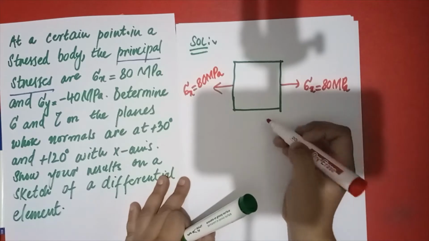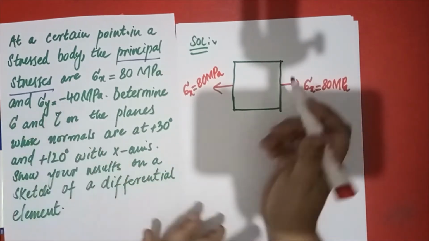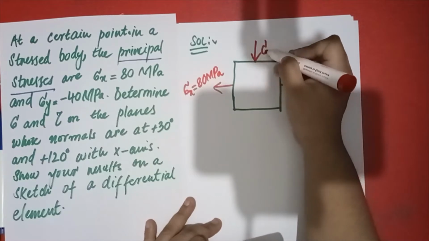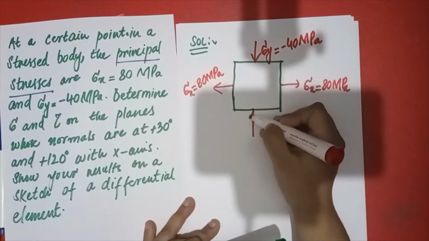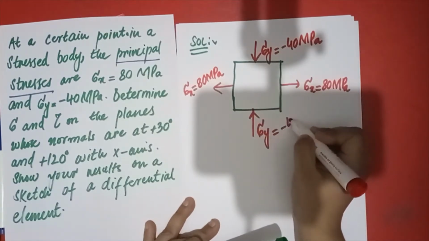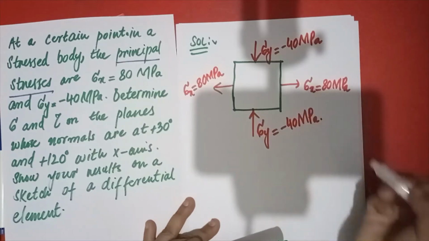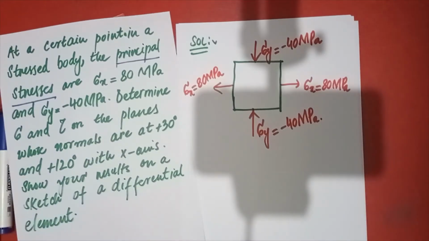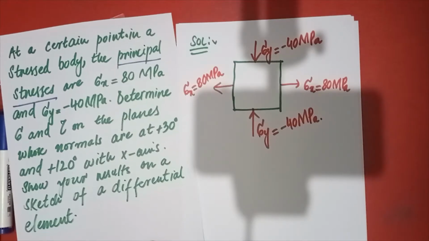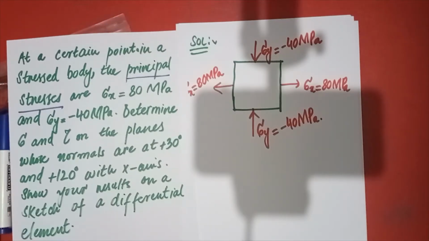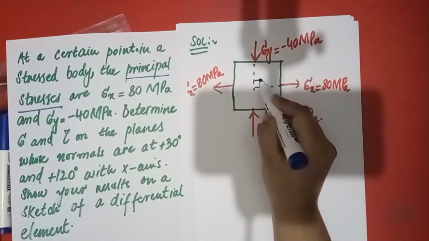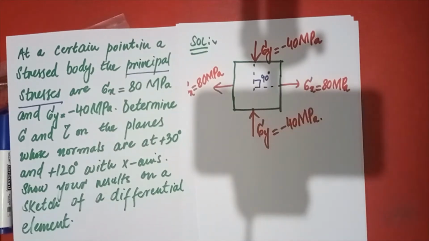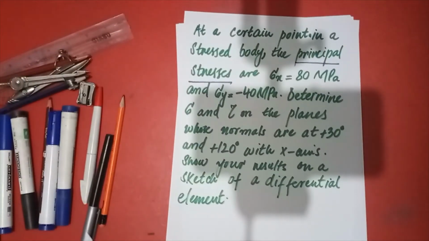And what about sigma y? Sigma y is the negative one, so it should be inward. So sigma y is minus 40 MPa, and this should also be sigma y, minus 40 MPa. So this is all about sigma x and sigma y. It is given in the question, so I made it. One more thing I have to tell you: before that I am going to make this line, and you know that it is making 90 degree. Right now the angles are given to you, and what are the angles here?